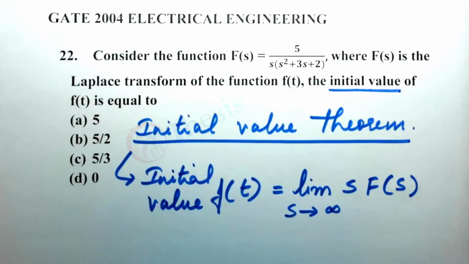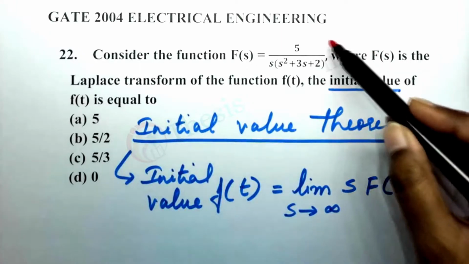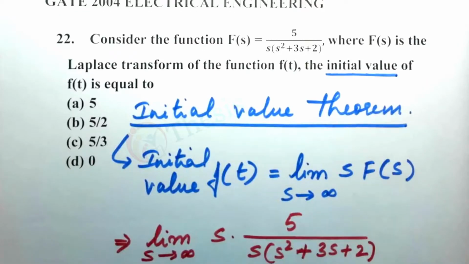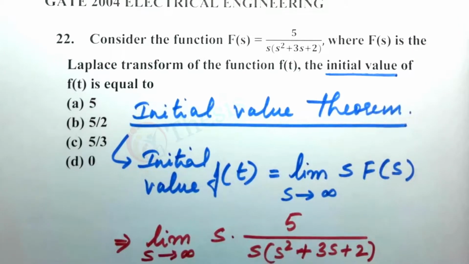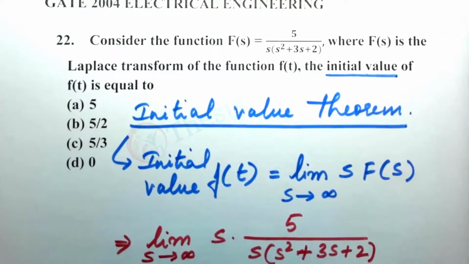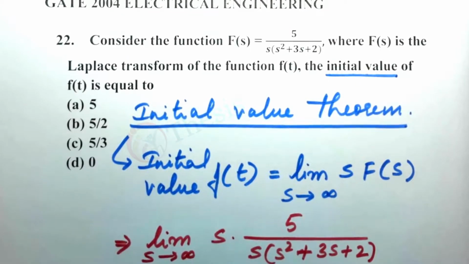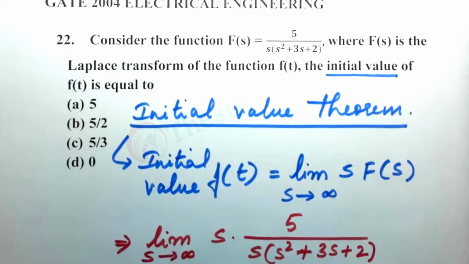So the initial value of f(t) is equal to the limit of s tends to infinity, s into F(s). Now according to the question, we have been given that F(s) is this expression. So substitute this value over here. What do we get? 5 divided by s into (s square plus 3s plus 2). We can cancel out the s over here, right? And that leaves us with limit of s tends to infinity, 5 divided by s square plus 3s plus 2.